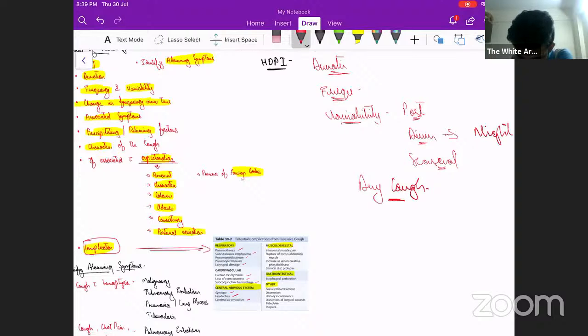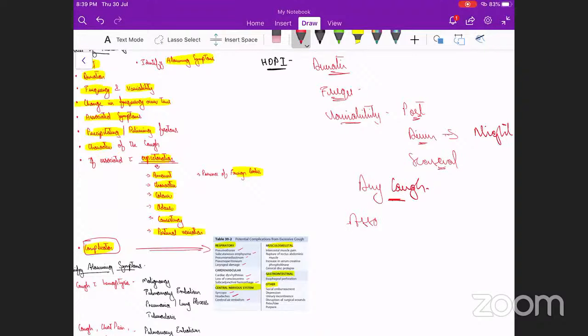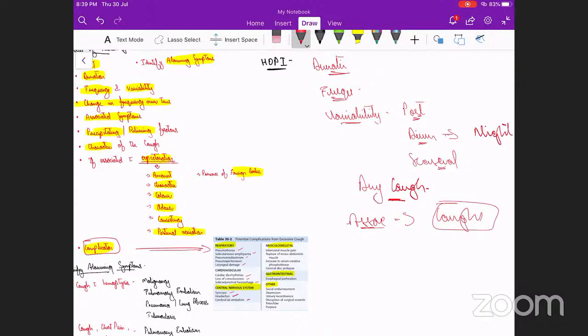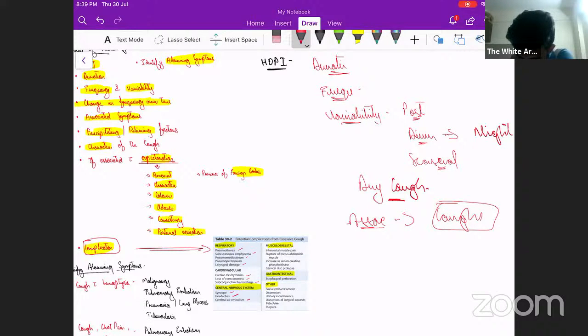Anything else? Associated symptoms you'd like to ask, Pawan? Yes, sir. So this kid had only cough. Cough was its only problem. Nothing else, the kid was doing very fine. No dyspepsia was present. Post nasal drip was not there. Even on ENT examination, no post nasal drip was there, Sharanya. Ear infections, allergy, no allergy was present.